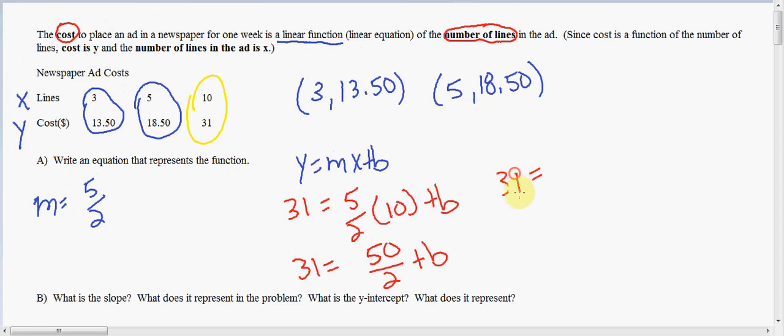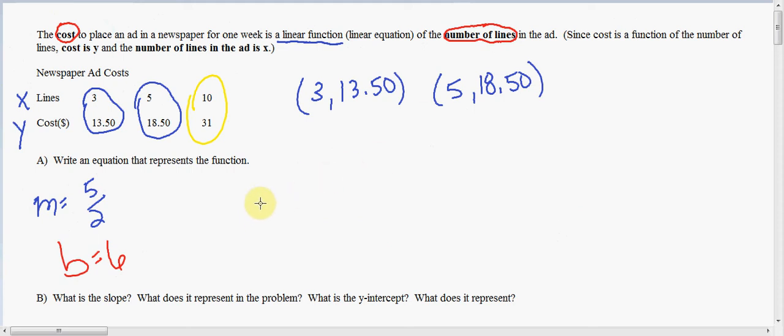Alright, we'll fix that. 31 equals 25 plus b, and so b is equal to 6. So I'm going to write that over here, that our y-intercept is 6. So the last thing here I want to do is write my equation, and my equation is y equals 5 over 2 x plus 6.